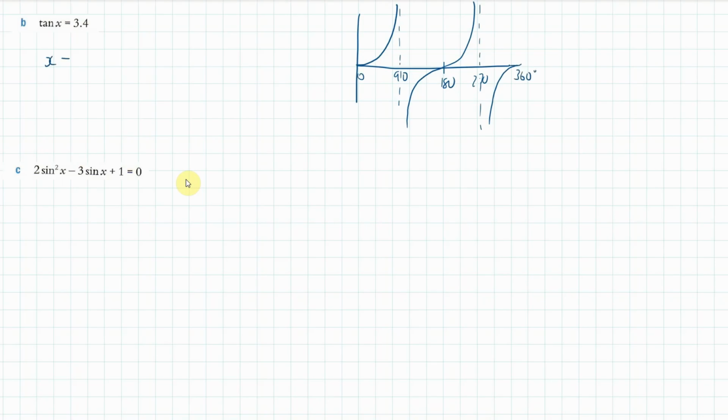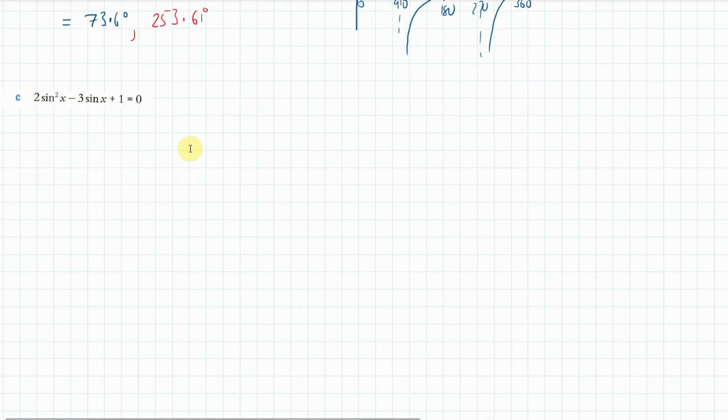So to get x, we go x is equal to the inverse tan of 3.4. And when we put that into our calculator, inverse tan 3.4, I'm getting 73.6 degrees. Now, 3.4 is somewhere up here. So we've got one here, and you can see that we've got one here. Now, with tans, all you need to do is see that the pattern repeats every 180. So we just add 180 to this, and we're going to get 253.6, and that's that.